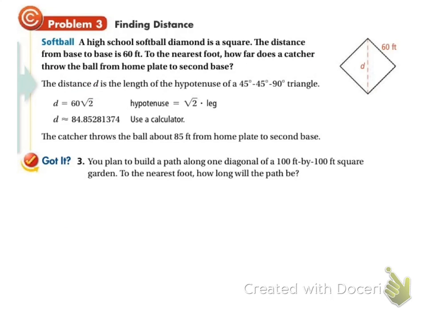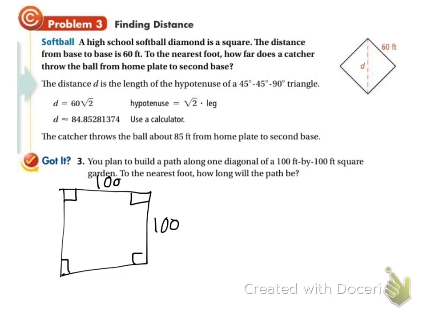Okay. You plan to build a path along one diagonal of a 100-foot by 100-foot square garden. To the nearest foot, how long will the path be? Okay, so we've got this square. It's 100 by 100. Okay, and if we build a path diagonally, these now split into 45-degree angles. So we can look at this top triangle here. So basically we've got a 45, 45, 90 triangle with a side of 100 feet.